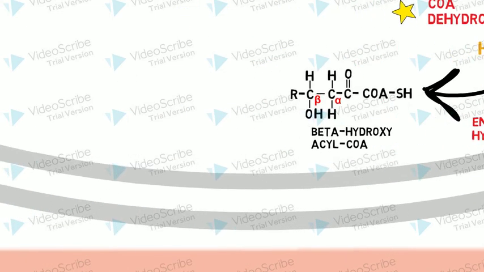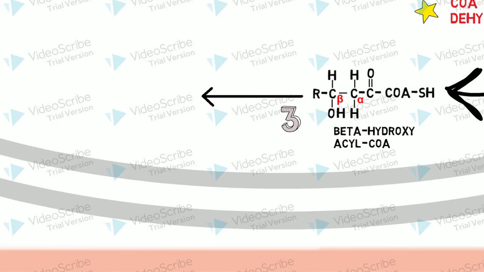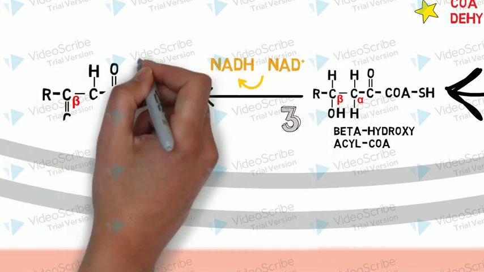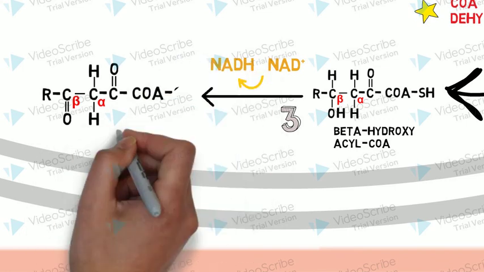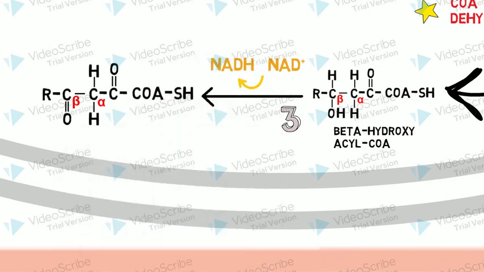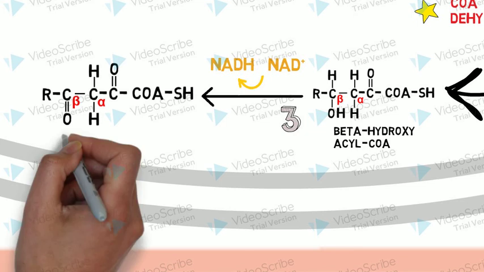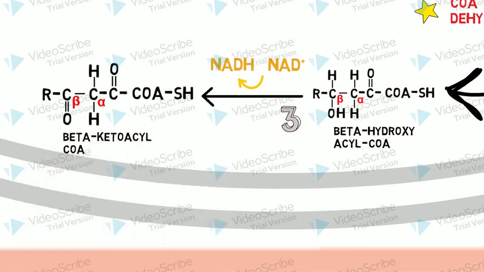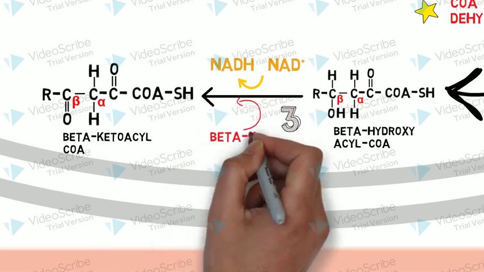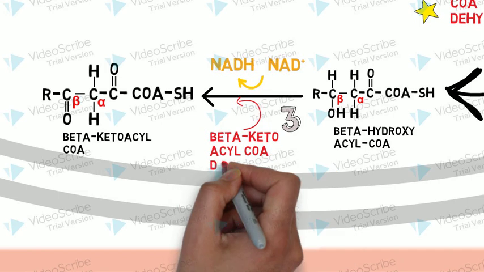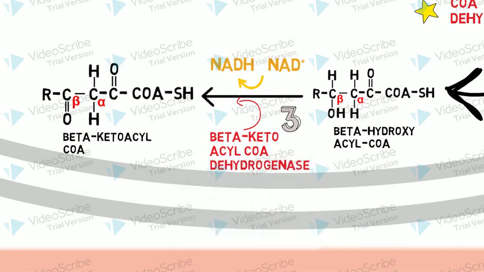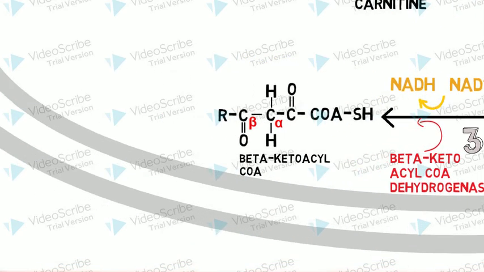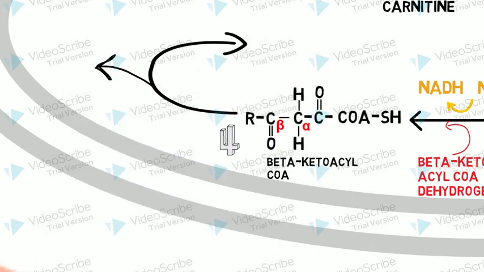Then in the third step of the reaction, we use an enzyme which helps turn NAD positive to NADH. This enzyme takes two hydrogens on the beta carbon, so there is a formation of a double bond between the beta carbon and the oxygen. As a result, a ketone group is formed on the beta carbon, and this molecule is called beta-keto-acyl-CoA. The enzyme catalyzing this is called beta-keto-acyl-CoA dehydrogenase.